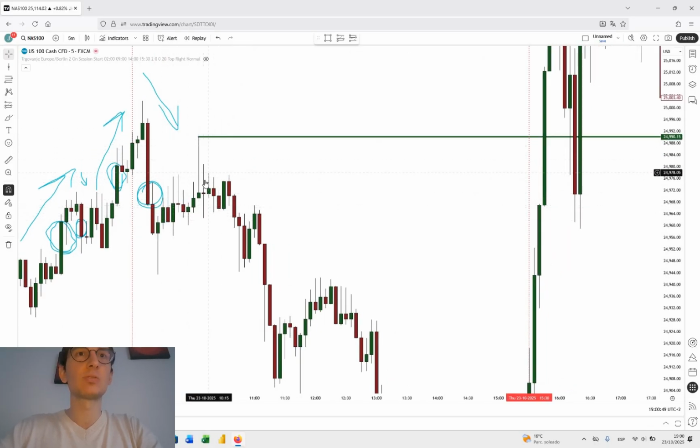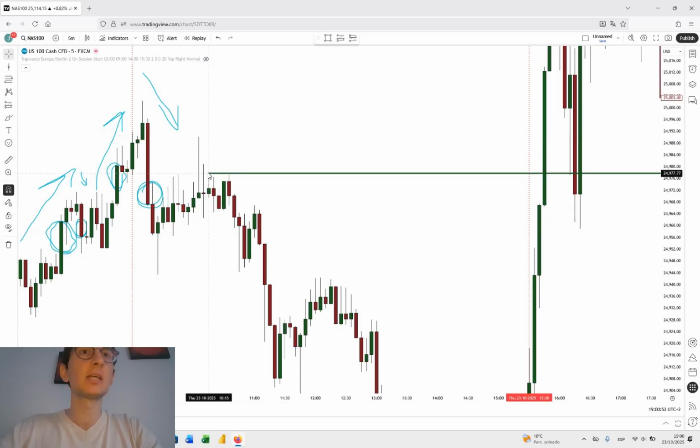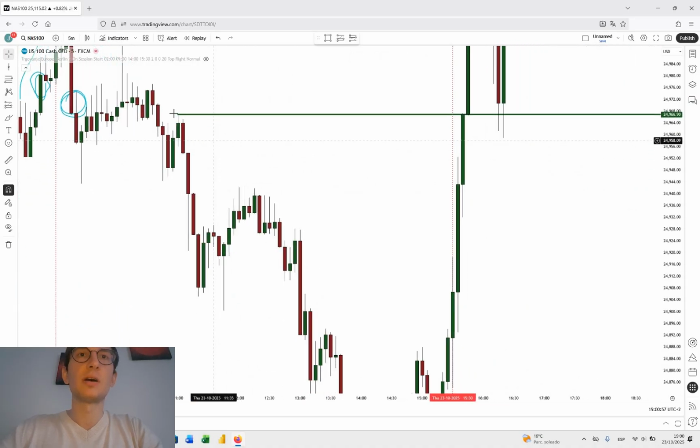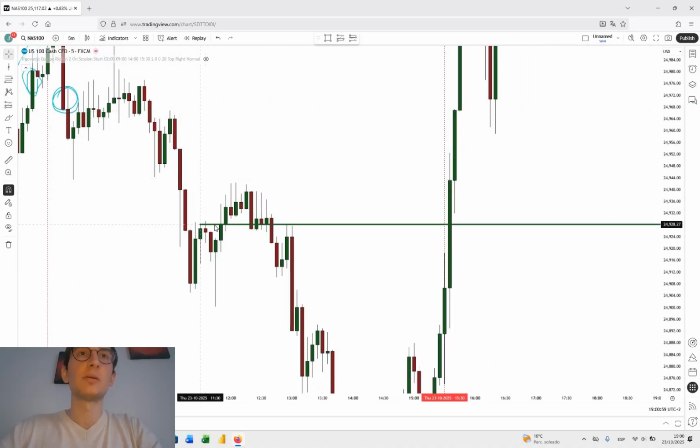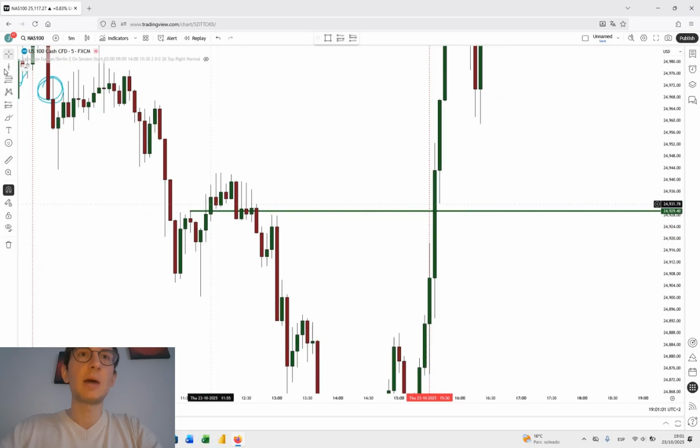Look, this is still a downtrend. Even though the price went up, you see this little movement, this is still a downtrend. Up, down, up, down, up, down, still a downtrend.